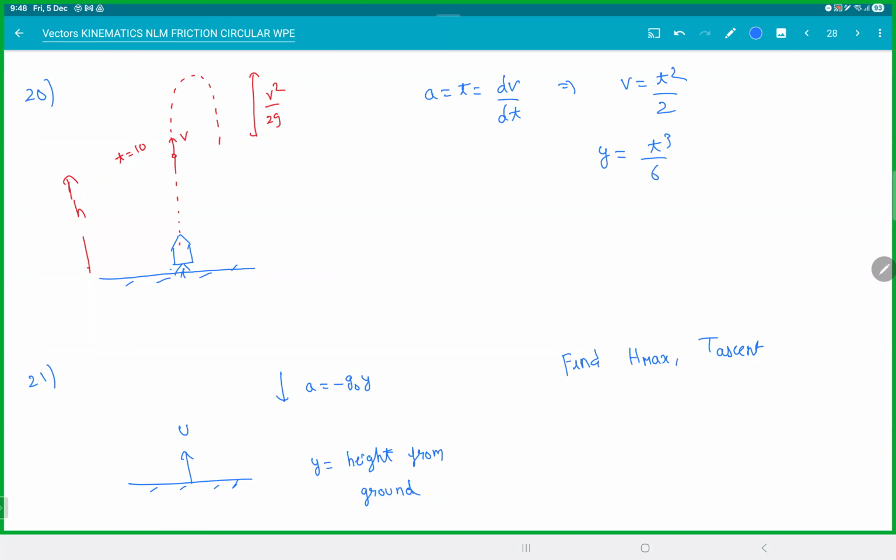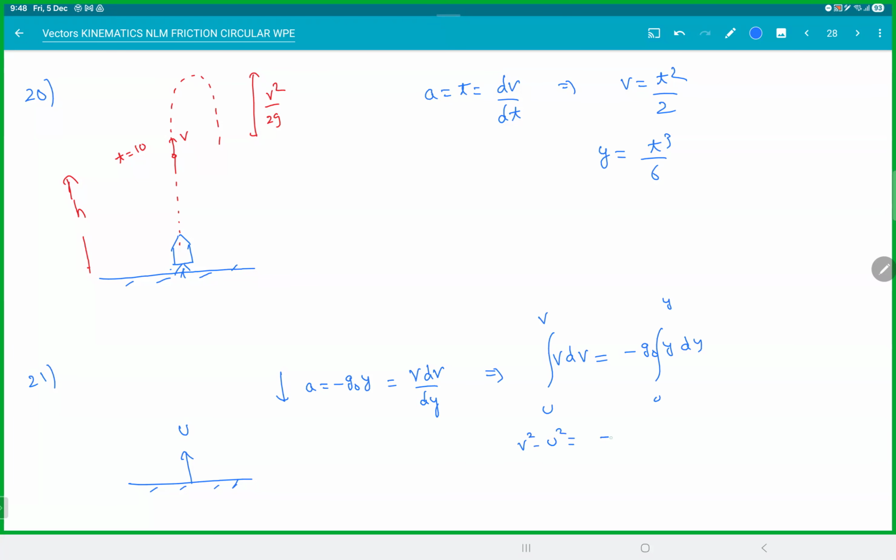Clear with that? Same thing here, a is equal to minus g naught y. So this can be written as v dv by dy. And when you integrate, this will be v dv is equal to minus g naught y dy. Integrate this, initial speed will be u to v and 0 to y. v square minus u square is equal to minus g naught y square. So this is the speed as a function of y square.